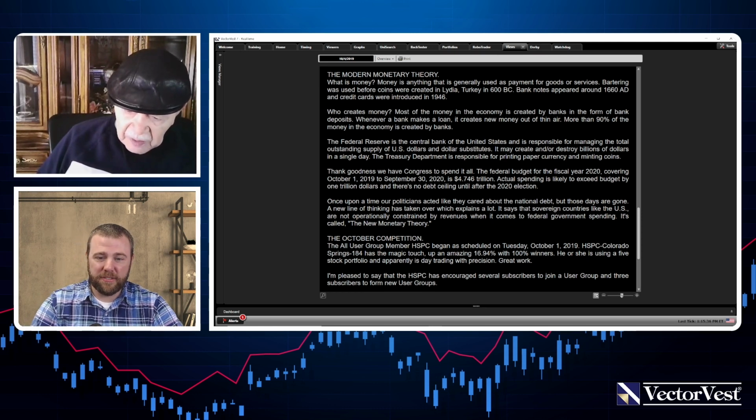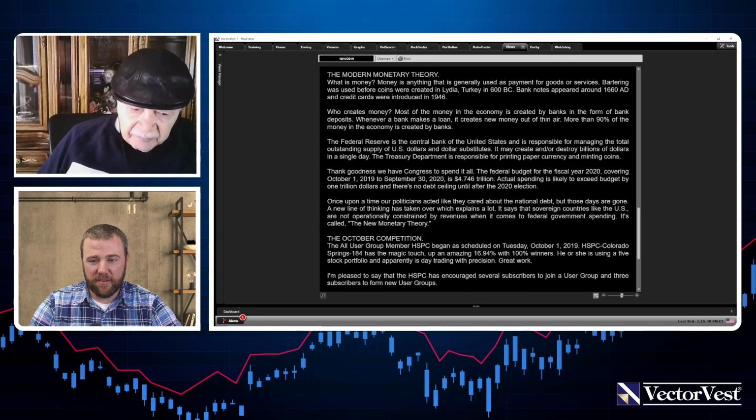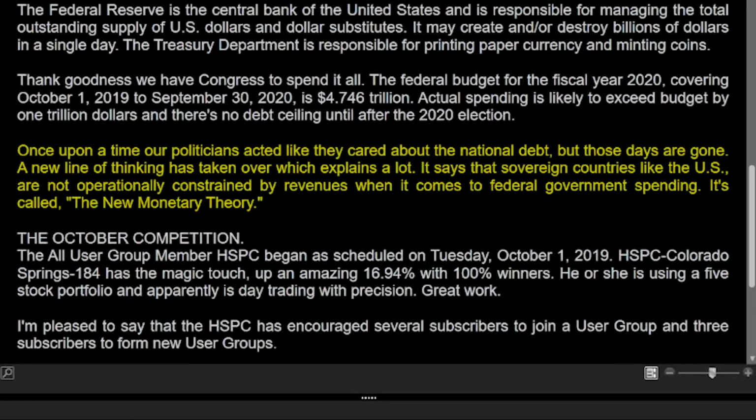And so, just to quote the very last line of this essay, it's the part that I remember the most. You stated, once upon a time, our politicians acted like they cared about the national debt, but those days are gone. A new line of thinking has taken over, which explains a lot. It says that sovereign countries like the U.S. are not operationally constrained by revenues when it comes to federal government spending. It's called the new monetary theory.